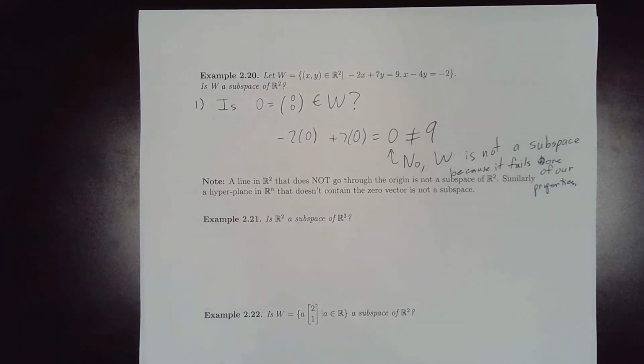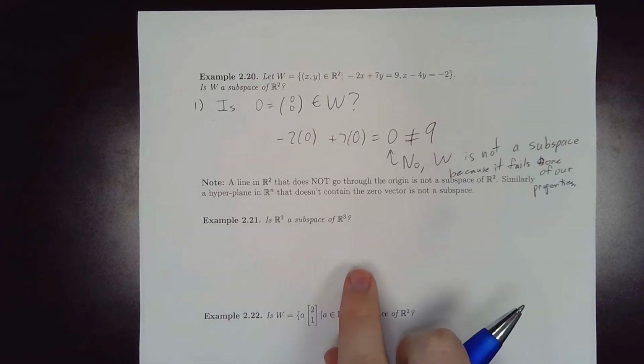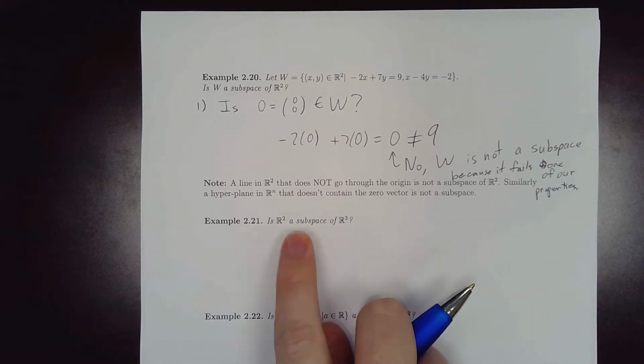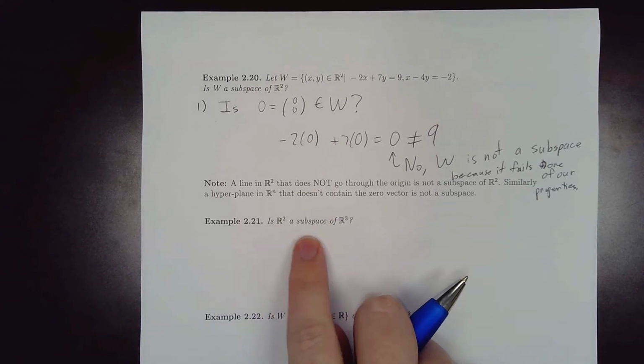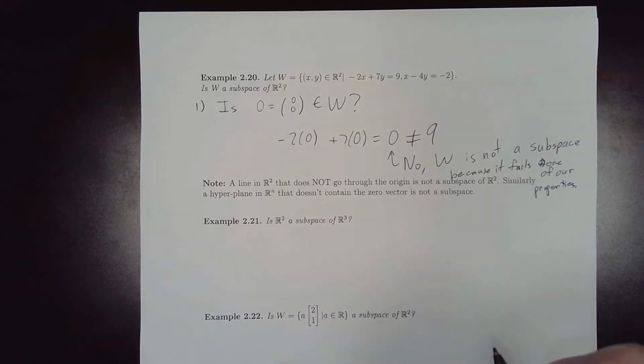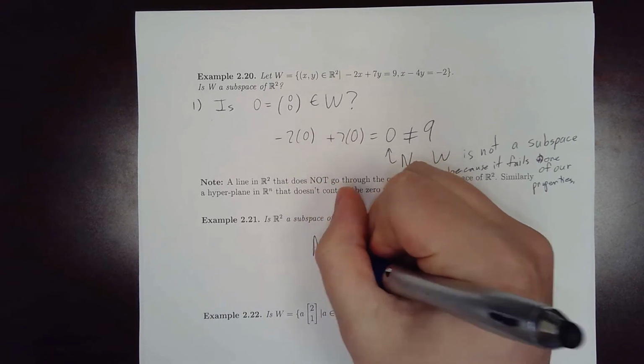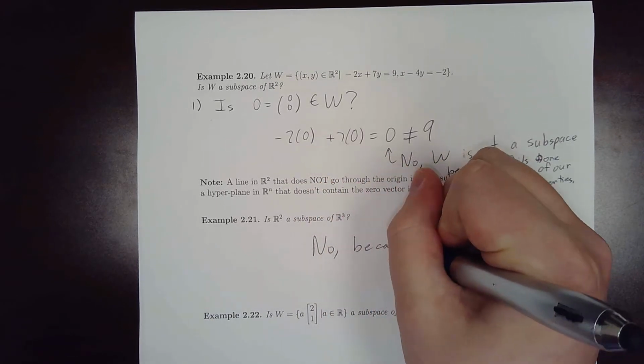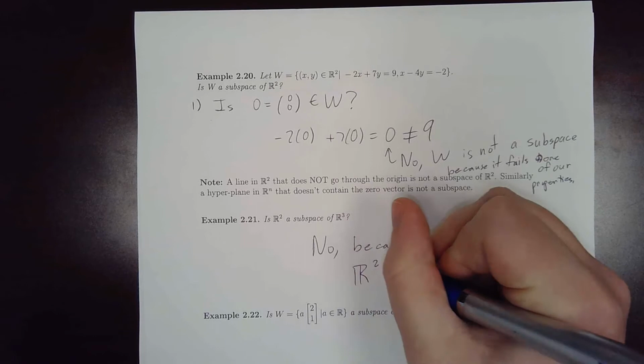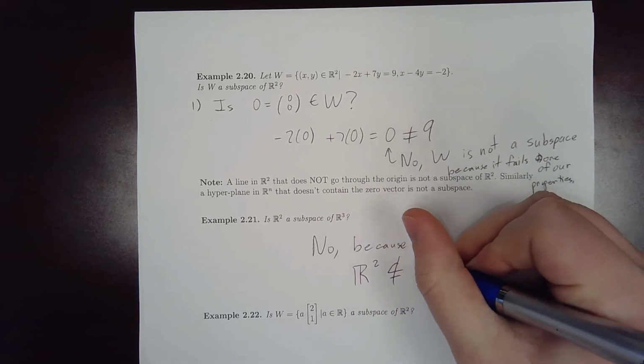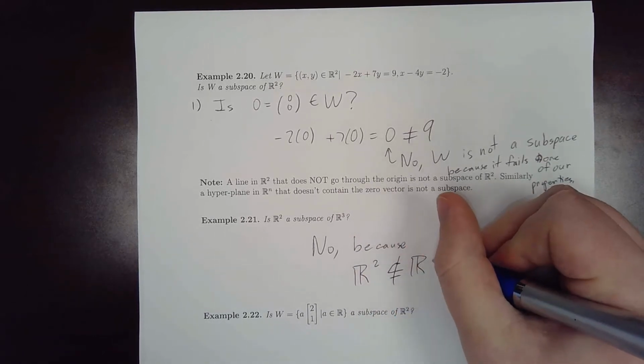So note that a line in R2 that doesn't go through the origin isn't a subspace of R2, nor does a hyperplane in Rn that doesn't contain the zero vector end up being a subspace either. So let's say we wanted to look at R2 compared to R3 and see if R2 was a subspace of R3. Well, no, because R2 is not a subset of R3.